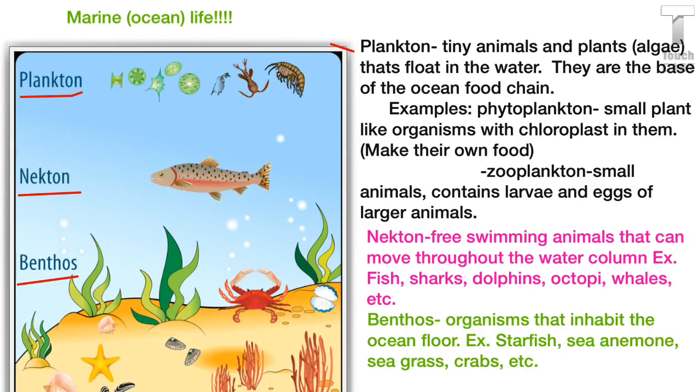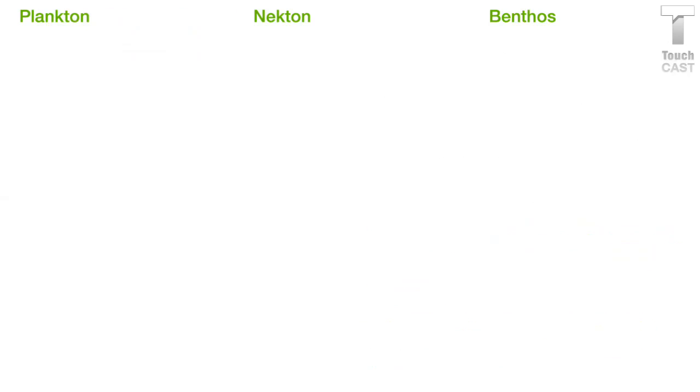They're the base of all the food chains of the ocean. And you've got some examples here: phytoplankton, which use photosynthesis, and then zooplankton. Then we have our nekton. Nekton is just our free swimming animals, the ones that you know a lot about: fish, sharks, dolphins, octopi, whales, stuff like that. Then we have our benthos, organisms that inhabit the ocean floor, like our starfish and our sea anemone. So it's pretty easy how we break them up into three different groups.